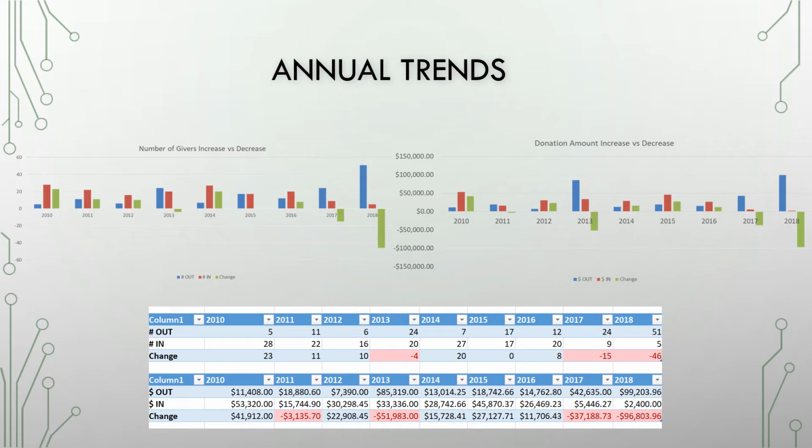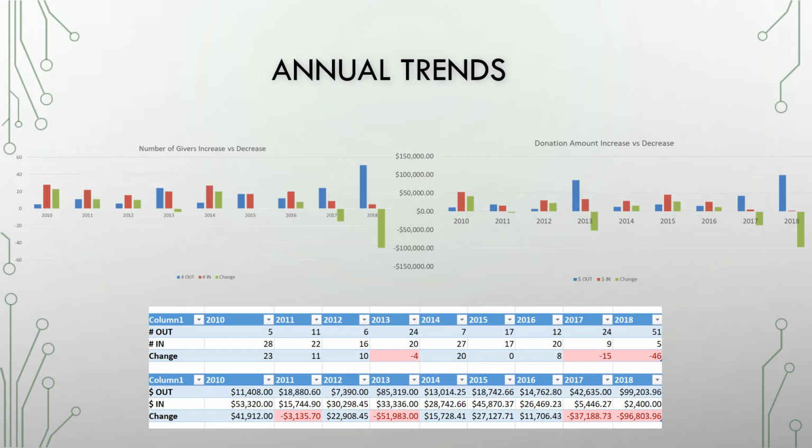These two bar graphs show the yearly increases and decreases in members and donation amounts. The blue charts below show the amounts associated with the bar graphs. Our goal was to see if the church was gaining more givers than they were losing each year. The graph on the left visually represents the yearly amount of members who left in blue, and the members who joined are represented by the red bar. The green bar shows the change.